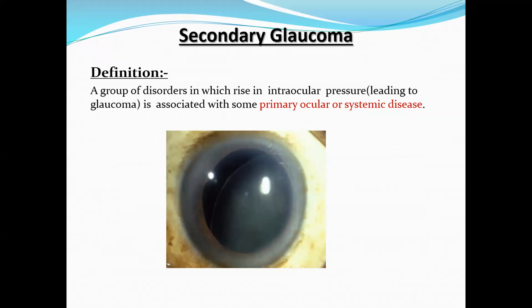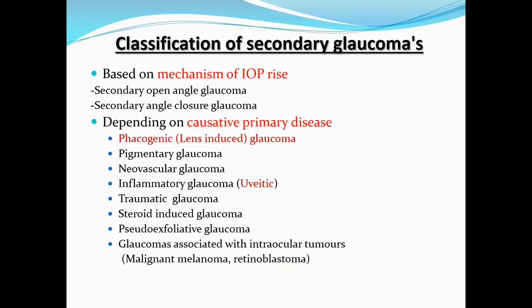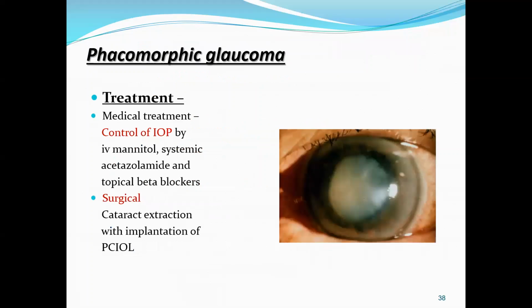And secondary glaucoma. Secondary glaucoma is a group of disorders in which rise in intraocular pressure leading to glaucoma is associated with some primary ocular or systemic disease. Classification of secondary glaucoma is based on the mechanism of intraocular pressure rise: secondary open angle and secondary closed angle glaucoma. And it may be phacogenic, lens-induced glaucoma, pigmentary glaucoma, neovascular glaucoma, inflammatory glaucoma, traumatic glaucoma, steroid-induced glaucoma, pseudoexfoliative glaucoma, and glaucomas associated with intraocular tumors.